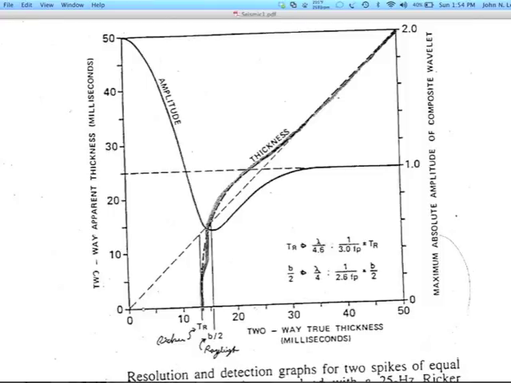It's there, but it's not in the data. Okay, for this 25 hertz Ricker wavelet, that's really what happens. When the thickness gets to be too little, then we don't see it as a separate layer. We only see one reflection.